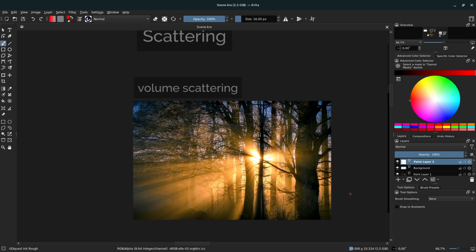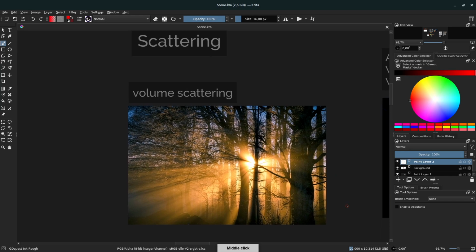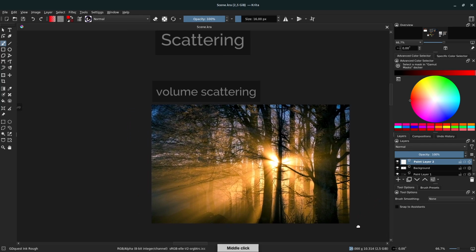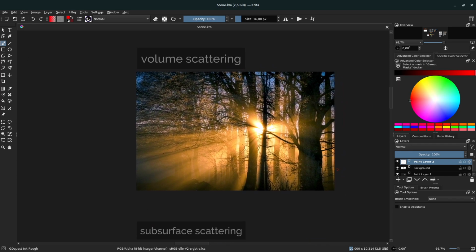So with particles in the air, we can see these. These are called God rays. And that is how light can bounce in a volume. Another form of scattering, and it's called scattering because it is scattering the light all over the place, which is how we can see a volume.